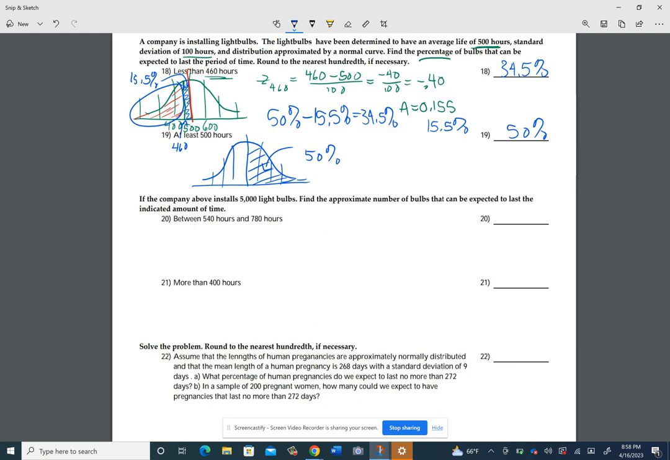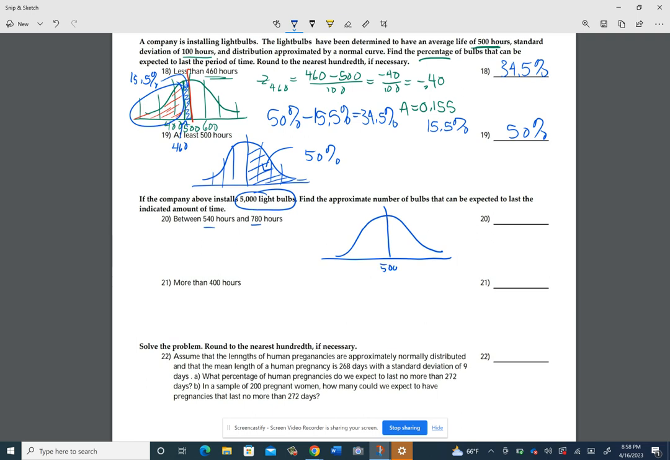Okay. All right, now the next two are a little different. If that same company, the one from above, if we know the number of light bulbs, rather than just putting the percentage we would expect, we could actually give the number of light bulbs we would expect to last the indicated amounts of time. All right, so on this one, I want between 540 and 780. So let me draw a picture.